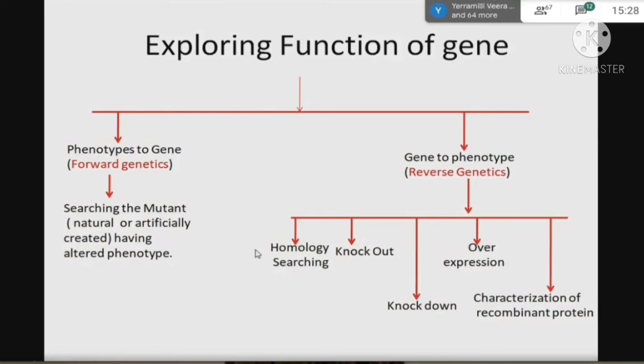If the cell will die, then how can you check what the role is? So in that case, if you are trying to study the role of an essential gene, then you cannot knock out that gene. You have to suppress the expression of the gene. That is known as knockdown. So to study an essential gene, we do knockdown. It means mRNA will be produced, but it will not ultimately translate into protein.